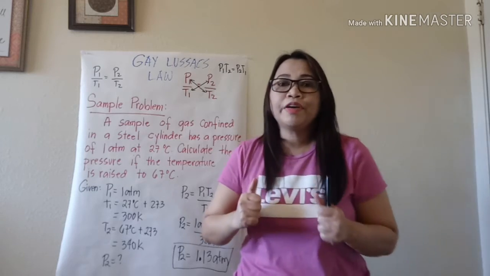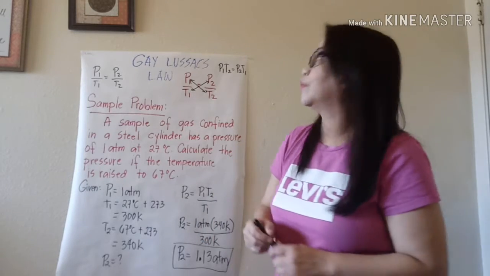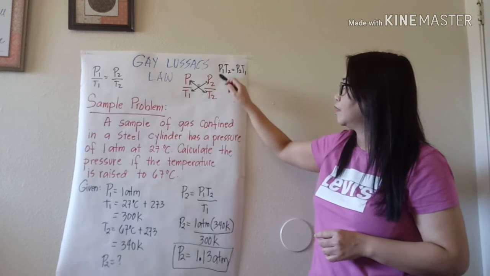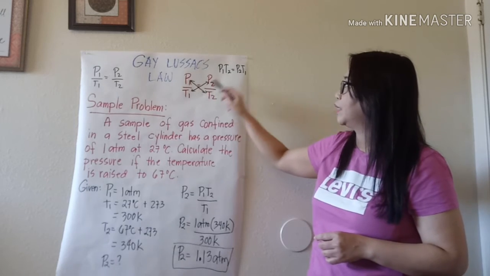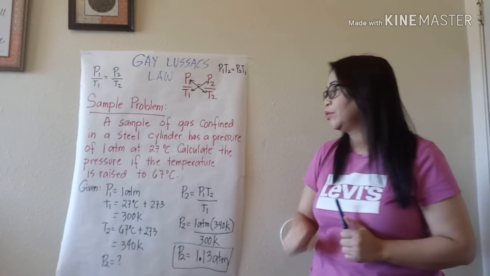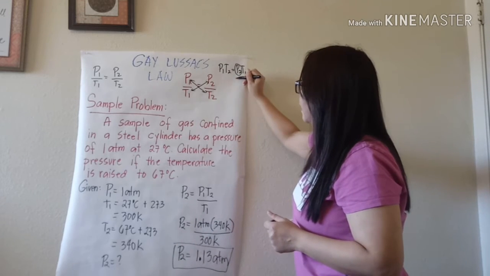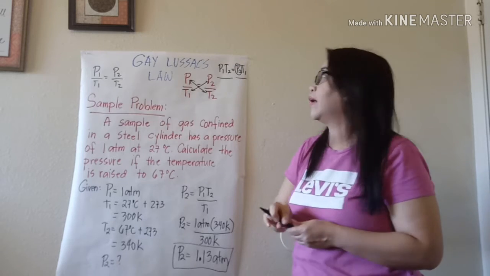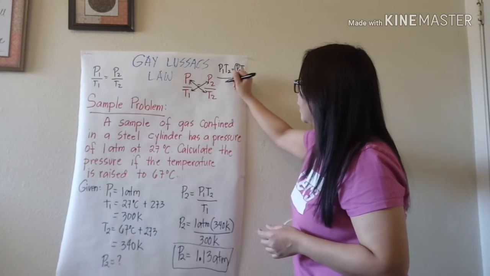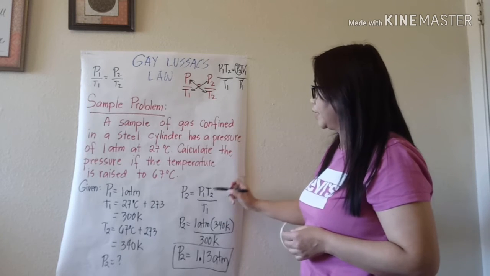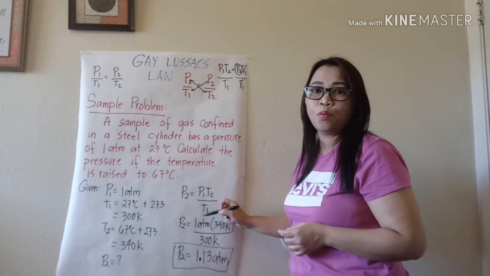Alright, so this time we're going to derive the formula of P2. So first step, you have to apply the cross multiplication. P1 times T2 is P1 T2, and then P2 times T1 is P2 T1. And then the unknown is P2, so we're going to encircle P2 here, and then we will divide both sides of the equation by T1 and cancel out these variables. So the formula for P2 will be equal to P1 times T2 over T1.